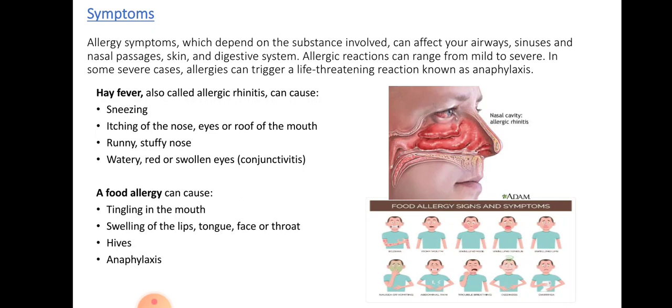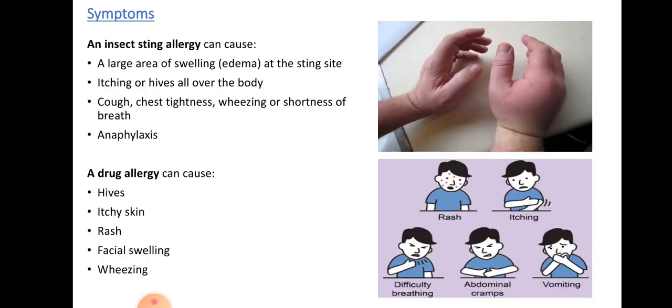Coming to the next one, the food allergy. A food allergy can cause tingling in the mouth, swelling of the lips, tongue, face or throat, hives, anaphylaxis. So in the picture you can observe some of the symptoms like vomiting, abdominal cramps, abdominal pain, itching, rashes. So these are the common reactions you get from food allergy.